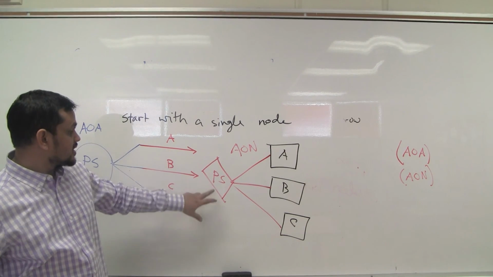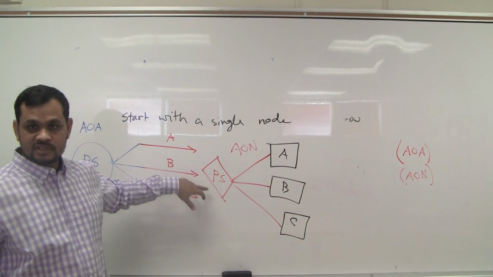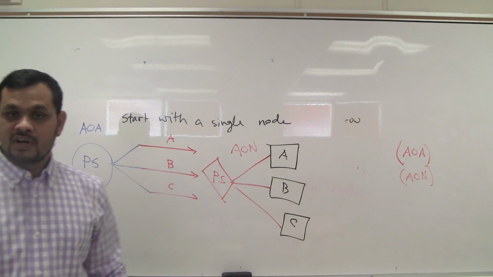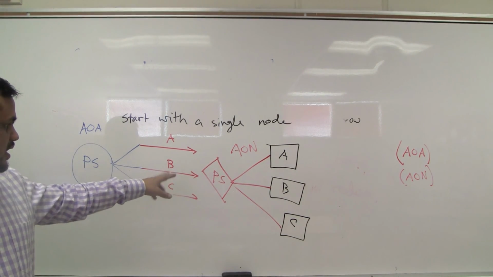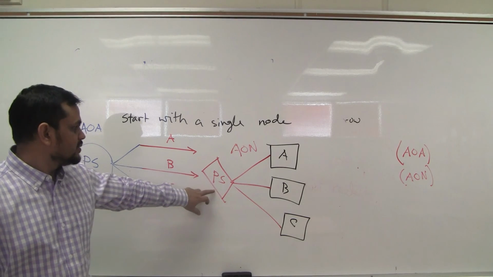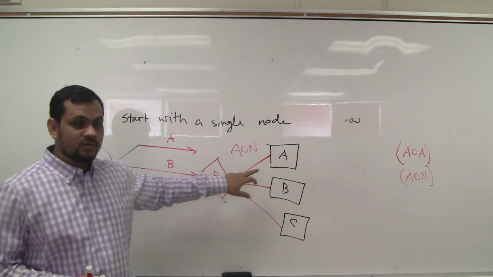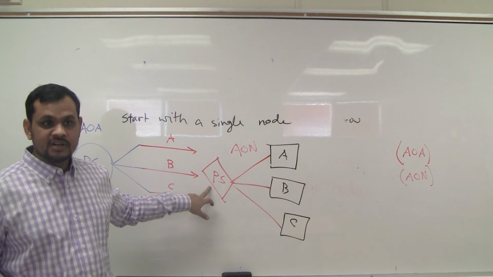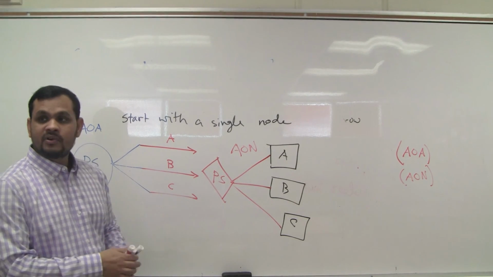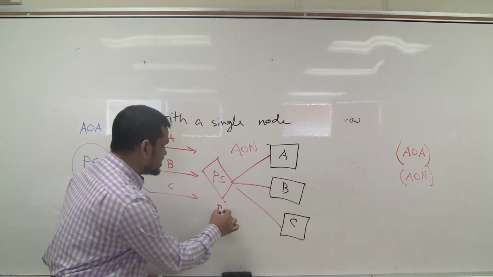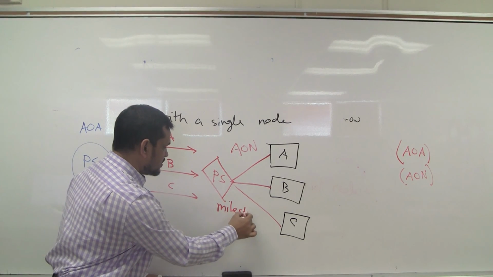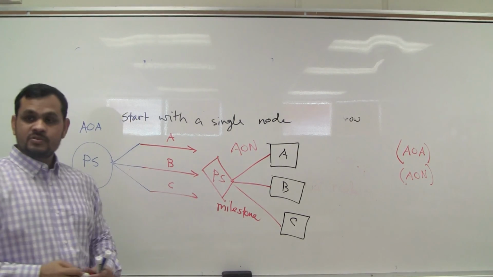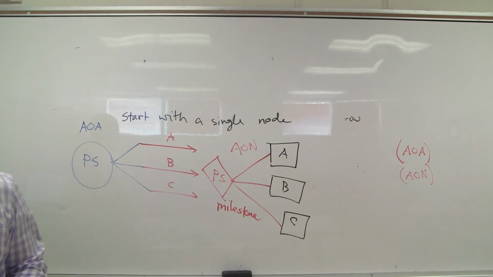Activity on node. This is a diamond shape. For an important event, we start. We do not use a rectangle or square. We use a diamond. For an important event, even a week's important event, we sometimes call it a milestone. So for a milestone event, we represent it by a diamond shape.